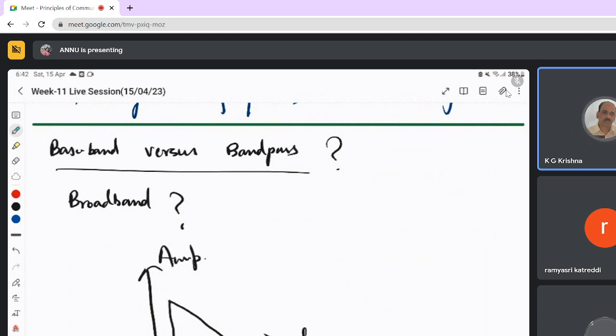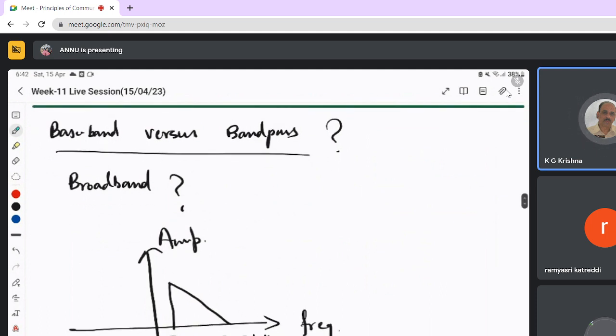Generally, baseband means, I understand, for example, a speech signal. We say a speech signal contains frequencies from 0 to, let us say, 5 kilohertz. So we say the bandwidth of the speech signal is 0 to 5 kilohertz. So when we plot that in the frequency domain, we plot -5 to +5, right? Correct.